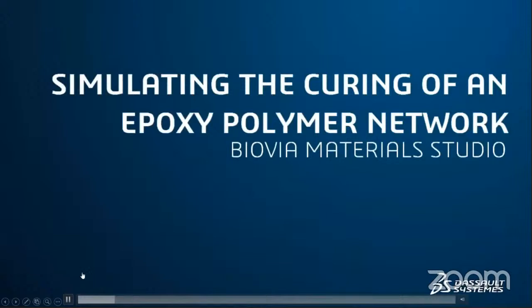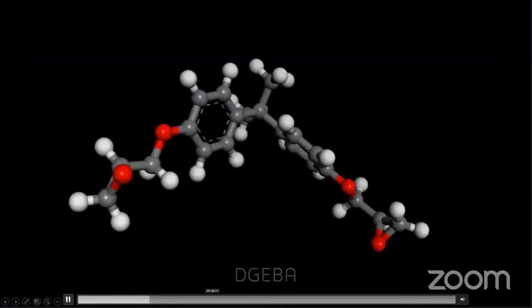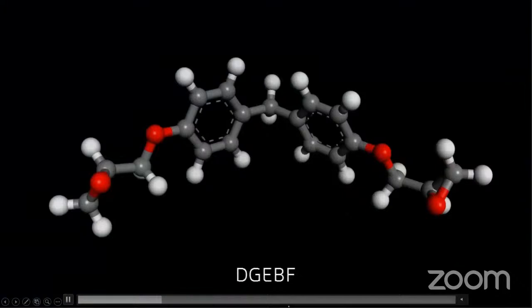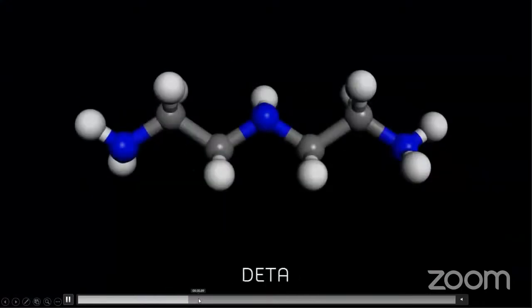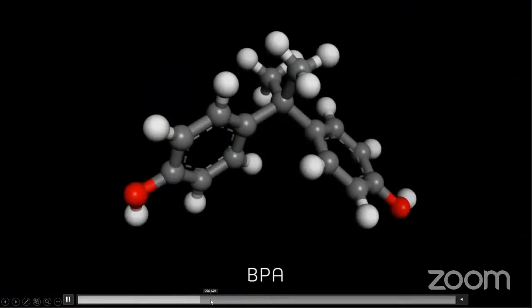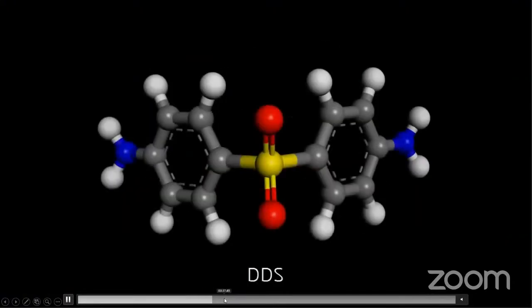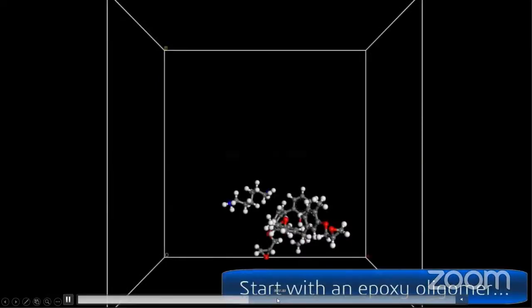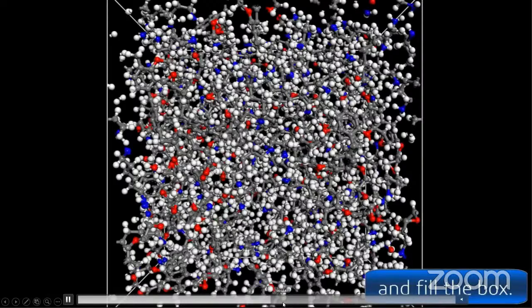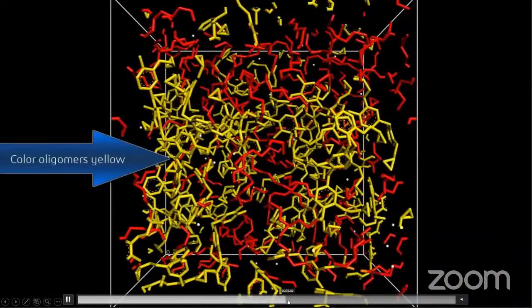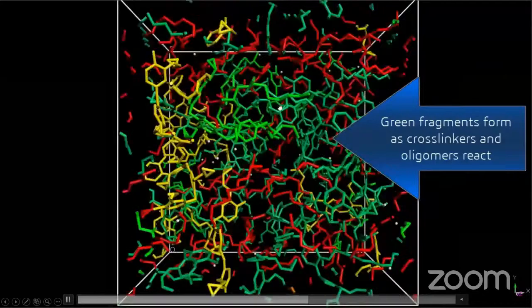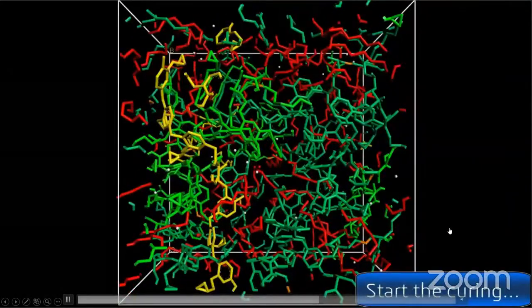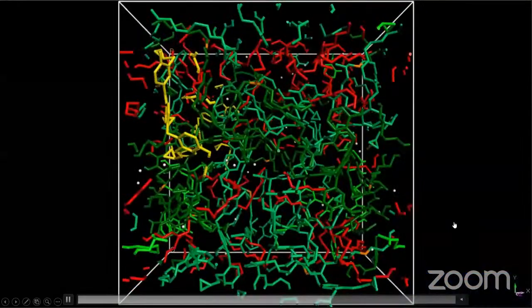This is how you create the polymer network. You can have as many materials as you want, and these materials are put into a box by defining the atoms that need to be reacted. Pack these oligomer molecules in a box, and then start the reaction. This is basically an equilibrium molecular dynamics calculation, where what you see here are the fragments growing. So this is the curing process which you are virtually simulating.